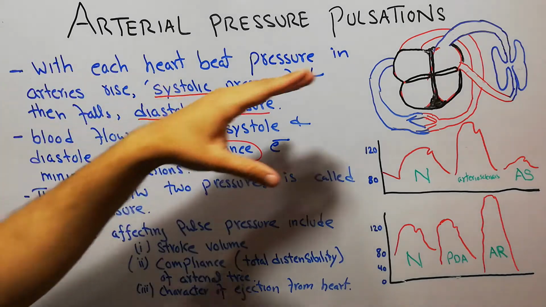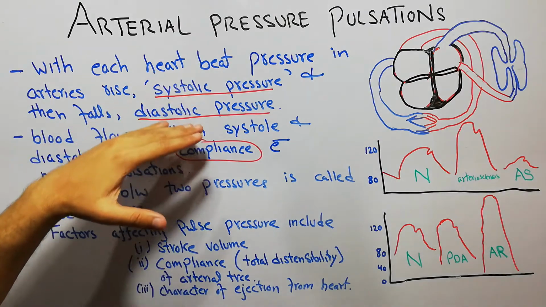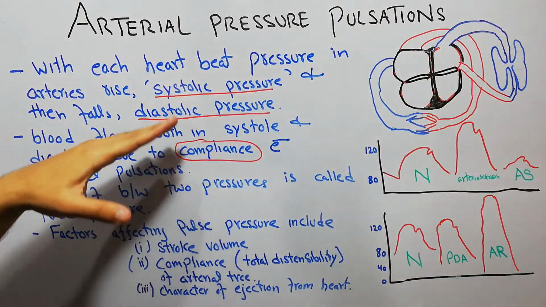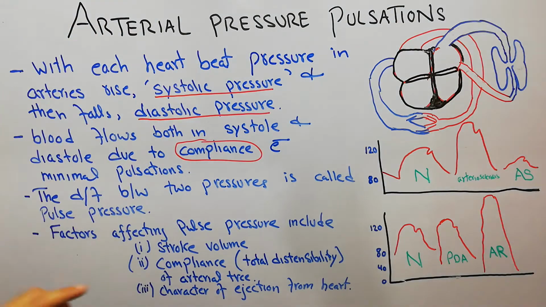When the pressure in the vessels is high, that is the systolic pressure, and when the pressure in the vessels is low, that is the diastolic pressure, the difference between these two pressures is known as pulse pressure. The difference between two pressures is called the pulse pressure.